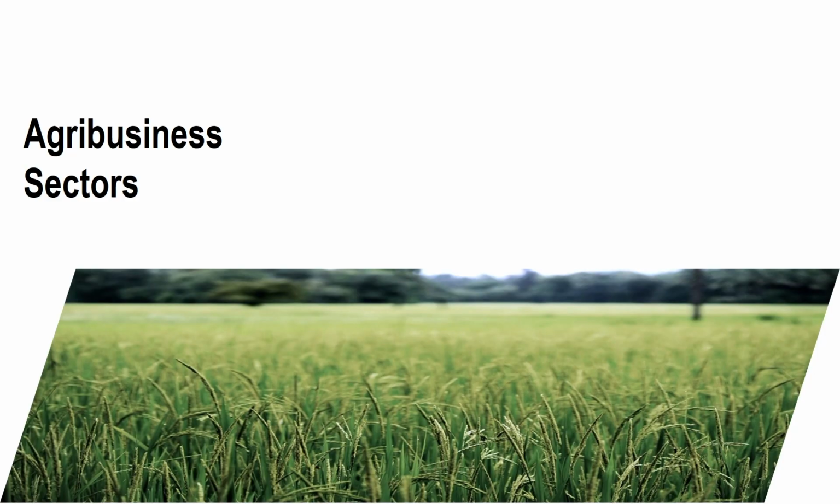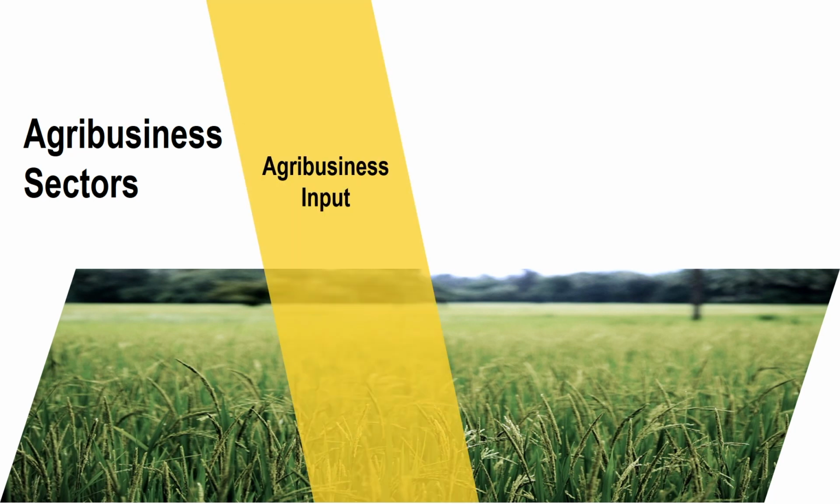Broadly, we divide agri-business into three sectors. The first is agri-business input. So, the seeds which we provide to the farmers for sowing, the fertilizers for their fields, the machinery required for going into the process of agriculture, the fuel required for agriculture and the financing part of it, that is all part of agri-business input.